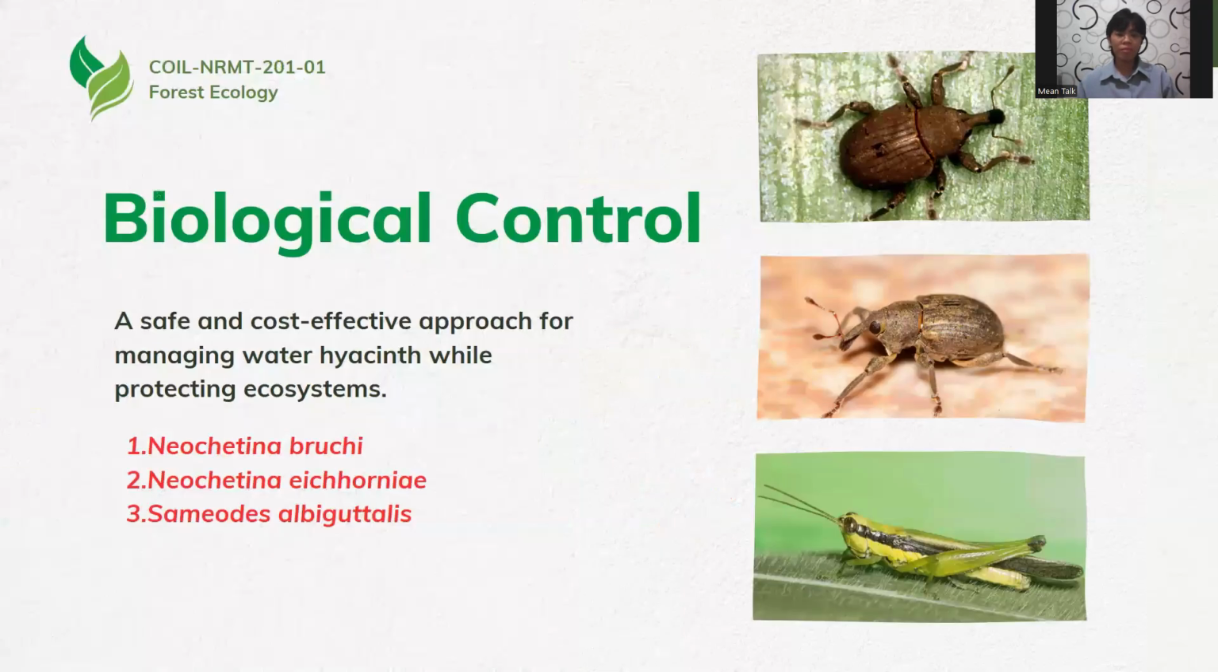The next one is the biological control. This measure is a safe and cost-effective approach for managing water hyacinth while protecting aquatic ecosystems. Two biological control weevils, Neochetina bruchi and Neochetina eichhorniae, were introduced to the Philippines in 1992 to manage water hyacinth as they reduce plant size, reproduction, and introduce harmful microorganisms to the plants. The semi-aquatic grasshopper, Cornops aquaticum, tested in South Korea, is another promising host-specific agent that feeds on water hyacinth and can transmit secondary pathogens that further suppress the weed.